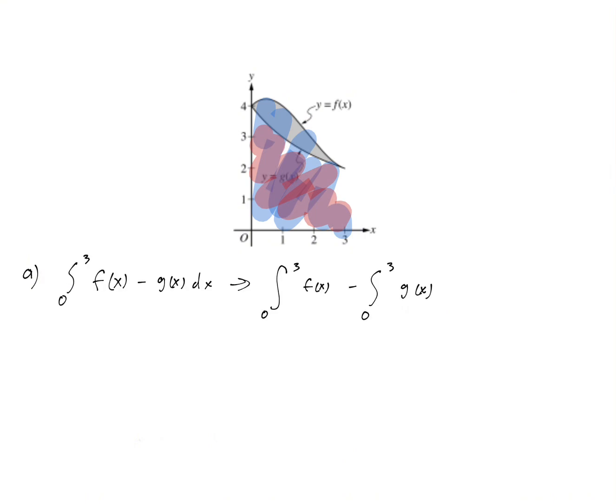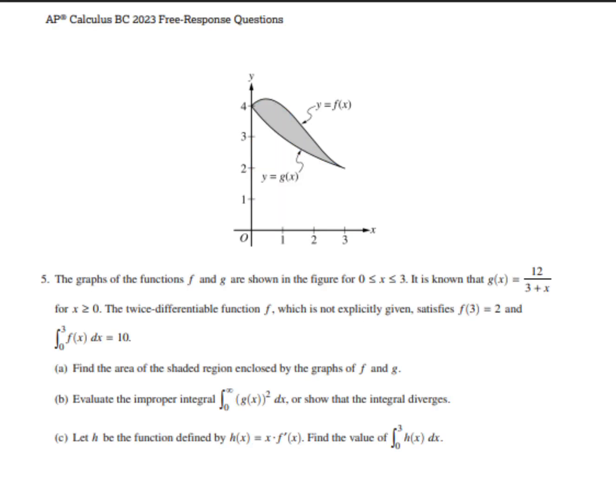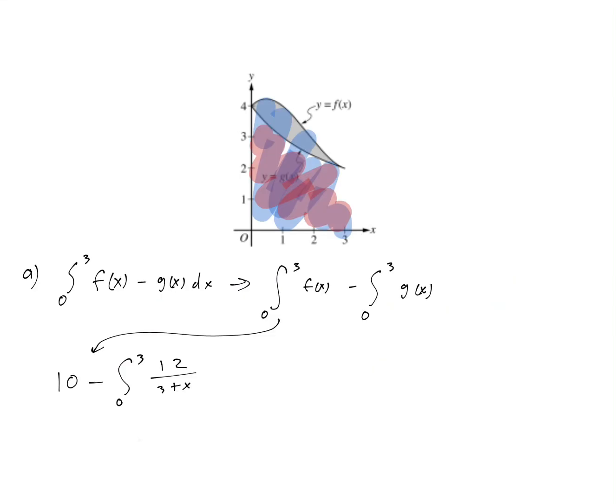So now looking at the integral, it's from 0 to 3, f of x minus g of x dx, which we can separate into the integral from 0 to 3 of f of x minus the integral from 0 to 3 of g of x. We see in the problem that the integral from 0 to 3 of f of x dx equals 10, and that g of x equals 12 over 3 plus x, so we replace those in our equation.